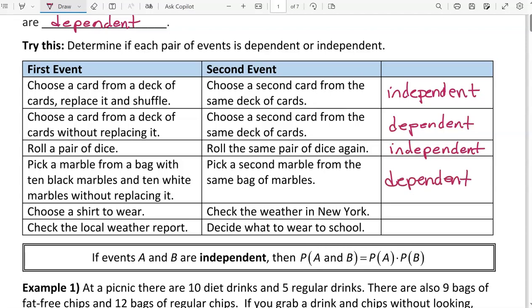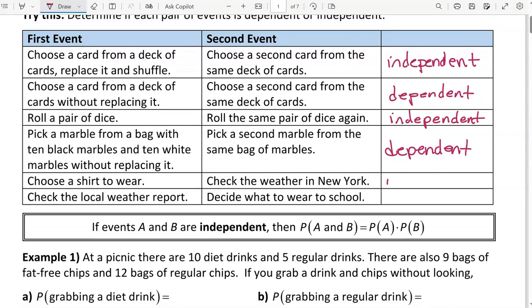If I choose a shirt to wear and then I check the weather report in New York, those are totally unrelated events. So they are going to be independent of each other. However, if I check the local weather report and then I decide what to wear to school, those are likely dependent events because I may choose something that's weather appropriate.